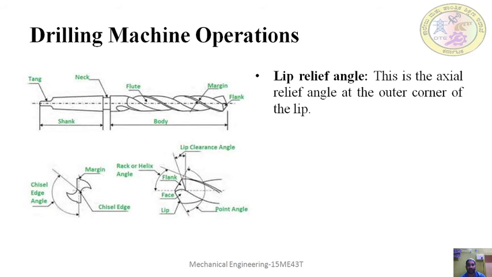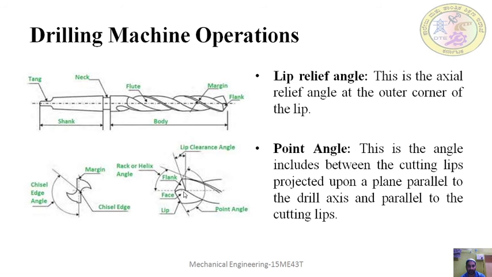Next, lip relief angle. You can see a lip clearance angle. This is the actual relief angle at the outer corner of the lip. So this is the lip clearance angle. So outer corner of the lip. So these are called as lips. The angle at the outer corner is known as lip clearance angle.